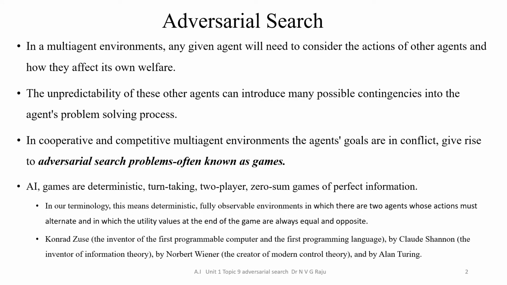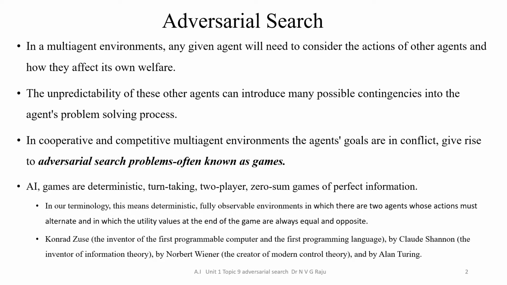In a multi-agent environment, any given agent will need to consider the actions of other agents and how they affect its own welfare. The unpredictability of these agents can introduce many possible contingencies into the agent's problem solving process. In cooperative and competitive multi-agent environments, the agent's goals are in conflict. It gives rise to adversarial search problems, often called games.